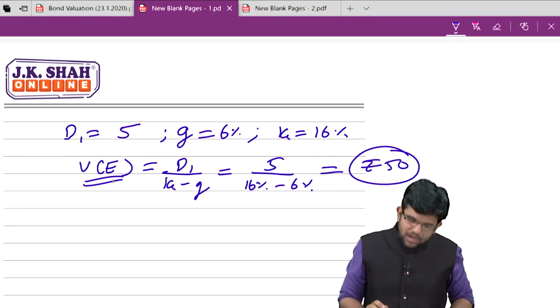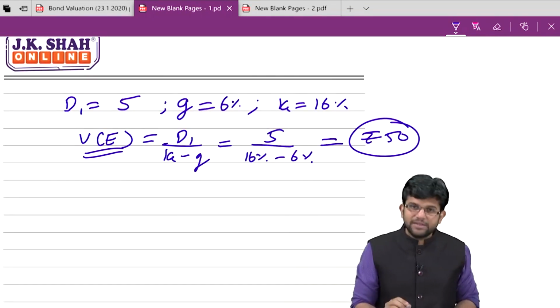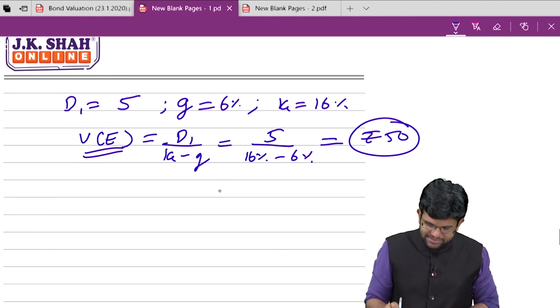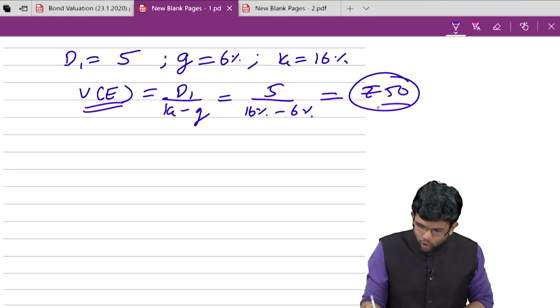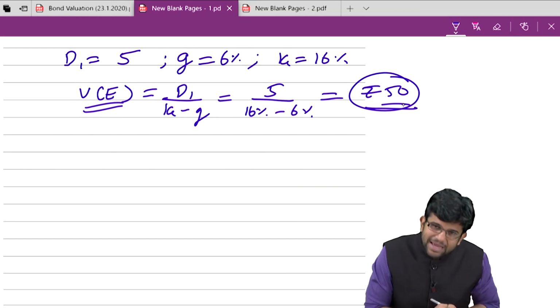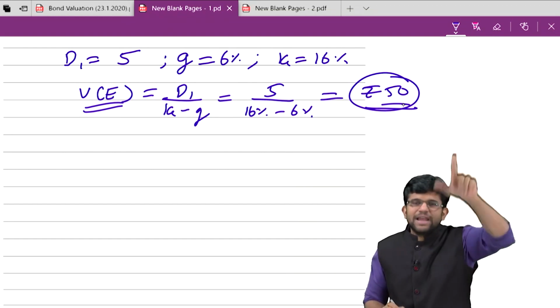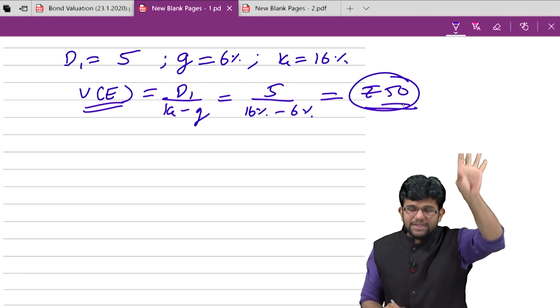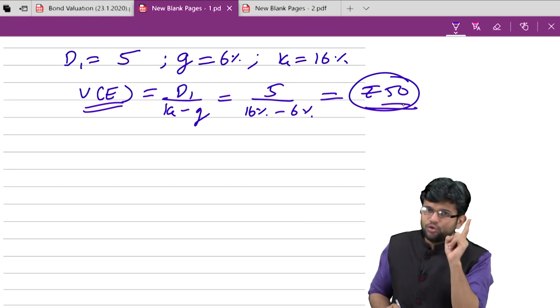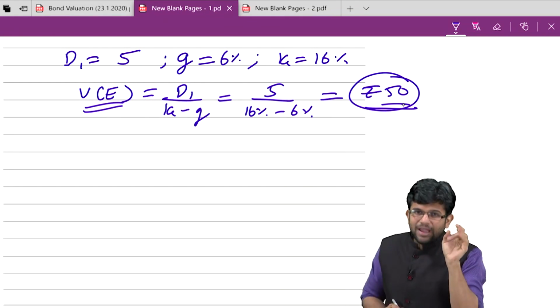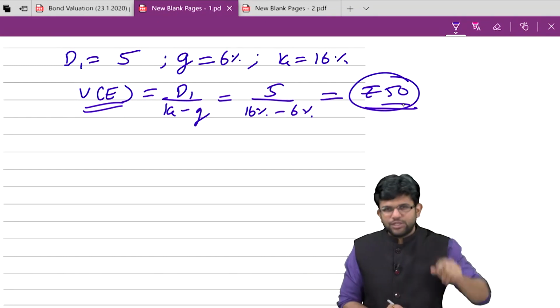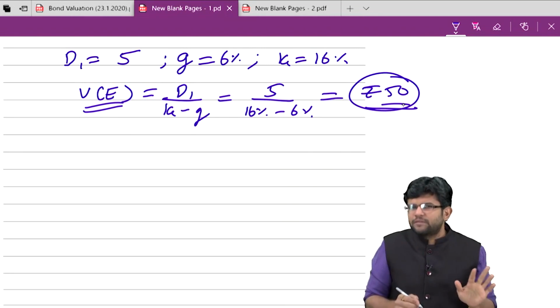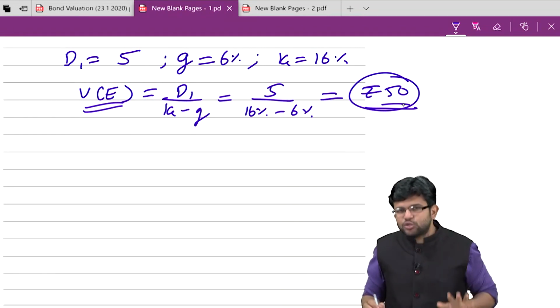Great. Now students, let's say there is an investor who owns this share today. He is now planning to sell the share today itself. This guy already owns this share, and he is planning to sell it off. Because he's planning to sell the share today, the price he will get is rupees 50, correct?